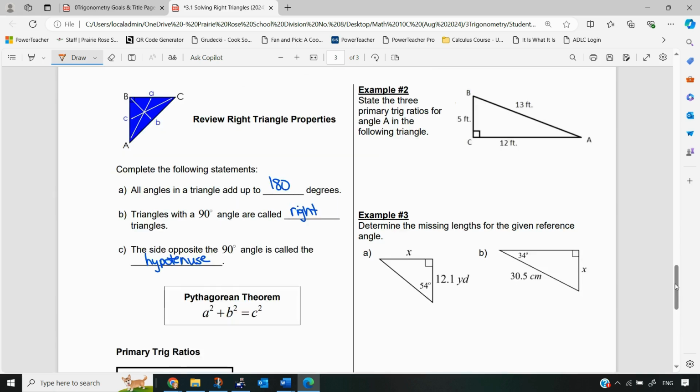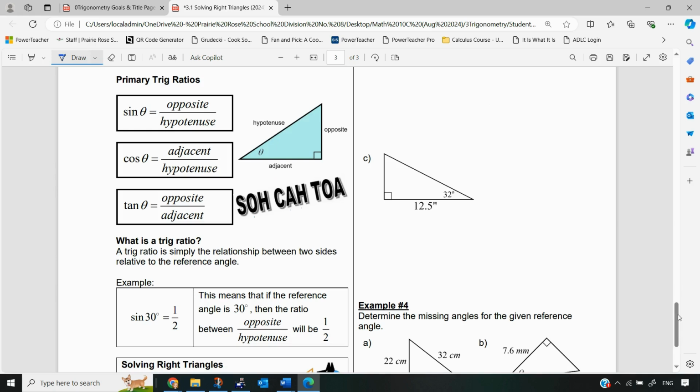Let's get started with our primary trig ratios. Example 2 asks us to state the 3 primary trig ratios for angle A. Now, if this is angle A, this would be my angle. And we're going to label our triangle based on that reference angle. Remember, across from 90 degrees is hypotenuse. Across from the reference angle will be opposite. And beside the reference angle will be adjacent. Now, referring back to our primary trig ratios, notice that sine is opposite over hypotenuse, but it's sine of the angle.